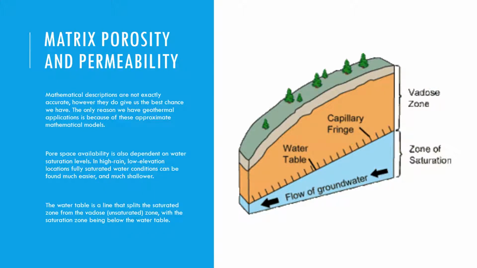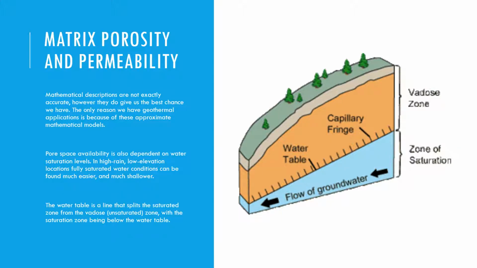Moving on, mathematical descriptions are not exactly accurate. However, they do give us the best chance we have. As I said before, this is a field that is quite complex, and so mathematical and physical models always have some kind of inaccuracy, depending on how well studied the geological formation is. The only reason we have geothermal applications is because of these approximations, however, so we still have to depend on them, we still have to use them to the best of our abilities and to the best of whatever research is available to us.